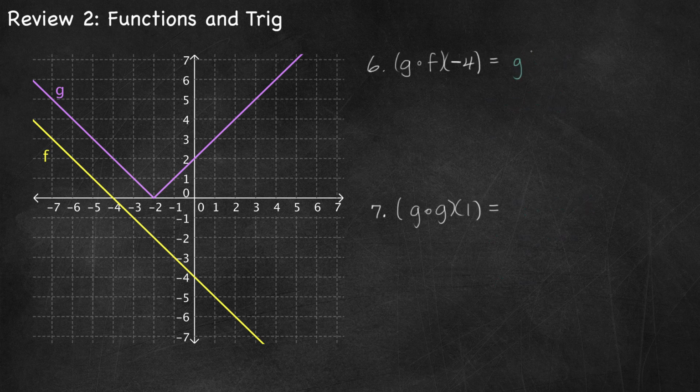Number 6, g of f of negative 4. f of negative 4 is 0. So this becomes g of 0. And then g at 0 is 2. Number 7, g of g of 1. g of 1 is 3. So we have g of 3, and then g of 3 is 5.